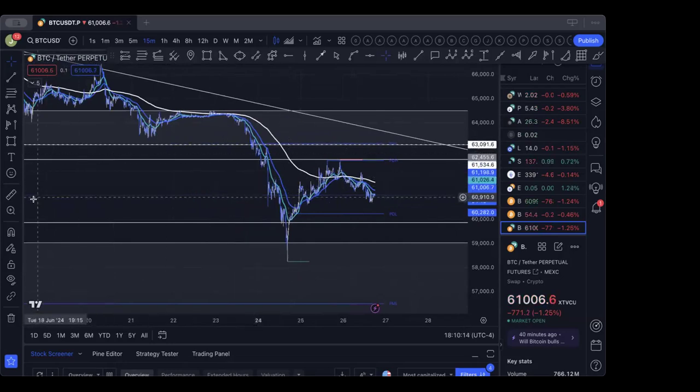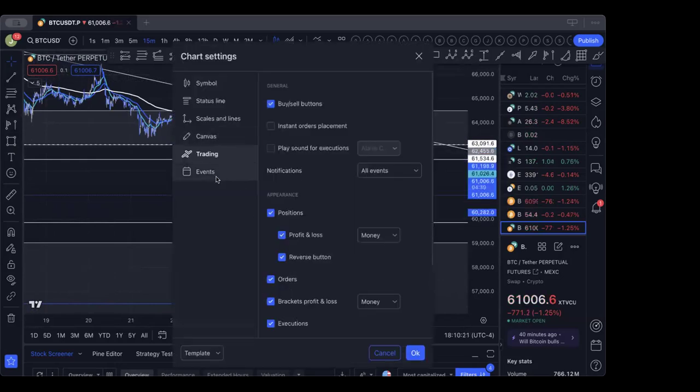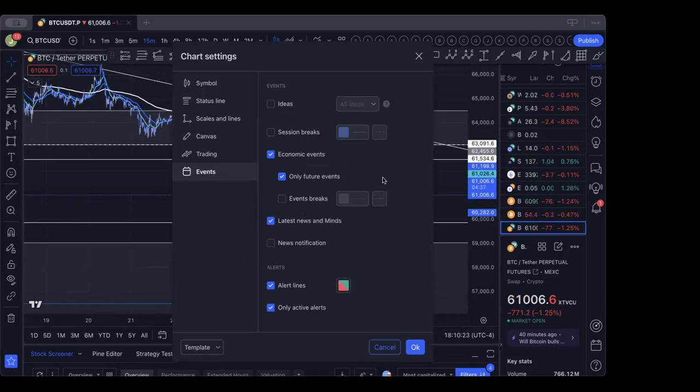Oh, here it is. You go to events in that same chart settings area we were in with the symbol and status line. Go to events, and then session breaks. Click that. Not event breaks, sorry, session breaks at the top. There you go. There we go. Done.